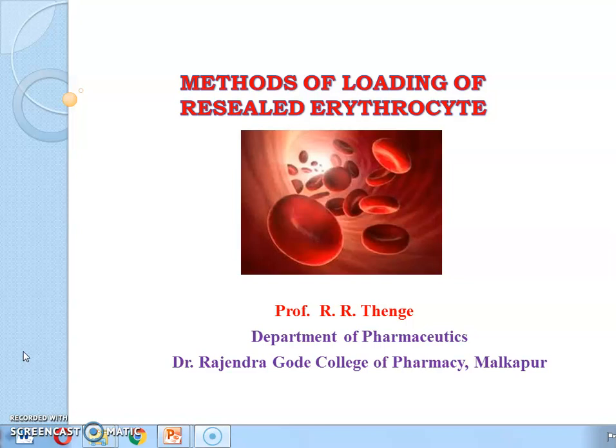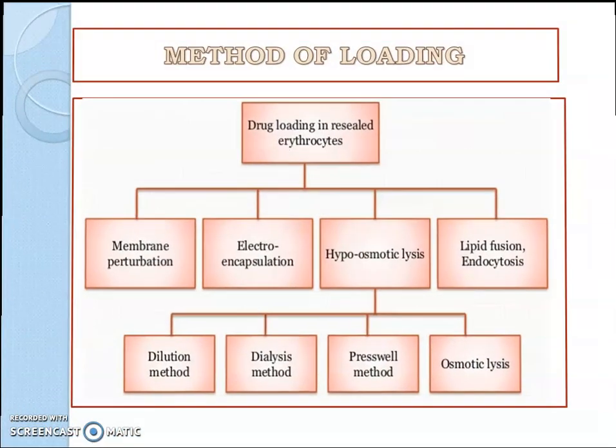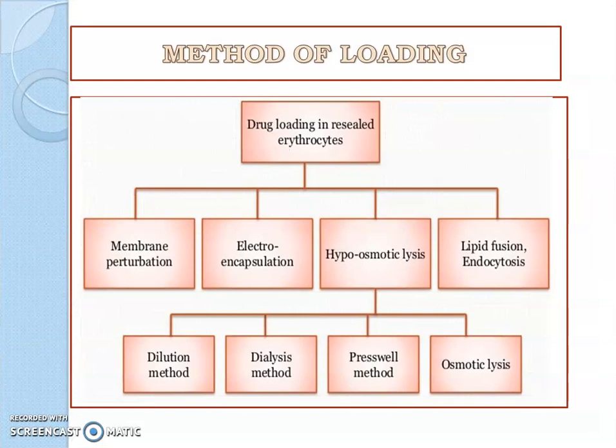Today I will discuss the methods of drug loading into resealed erythrocytes. There are various methods of loading of the drug into the erythrocytes. These are: first, the membrane perturbation method; second, the electroencapsulation method; third, the hypoosmotic lysis method; and last, the lipid fusion endocytosis method. Among these four methods, the third, hypoosmotic lysis, is again divided into four types: dilution method, dialysis method, Presswell method, and osmotic lysis method.